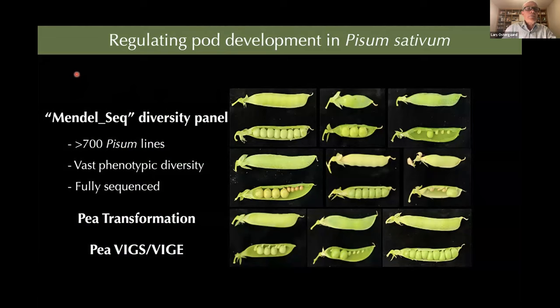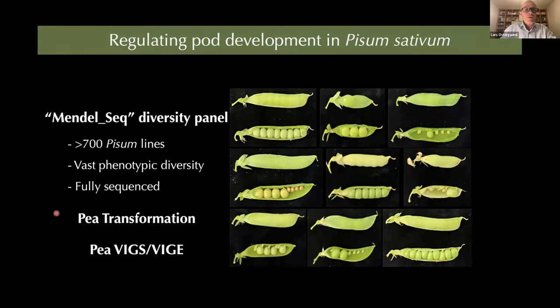And at the John Innes Centre, we have what we call the Mendel Seed Diversity Panel. It contains more than 700 different lines of pea that show a fantastic broad phenotypic diversity, both in fruit shape and fruit growth, as we've shown here, and also height, disease resistance, stem growth, leaf shape, and also germination. These lines are fully sequenced. That means their whole genome is now known, and it's therefore possible to go in and carry out what we call genome-wide association studies to pin down the genes that contribute to various traits.